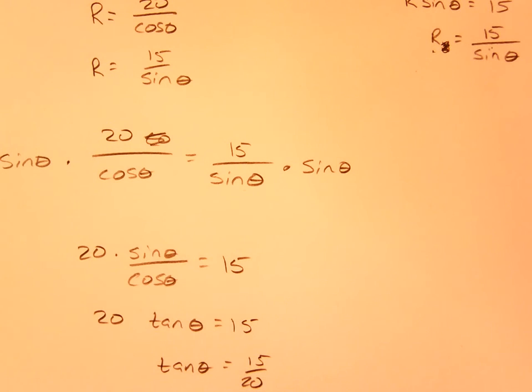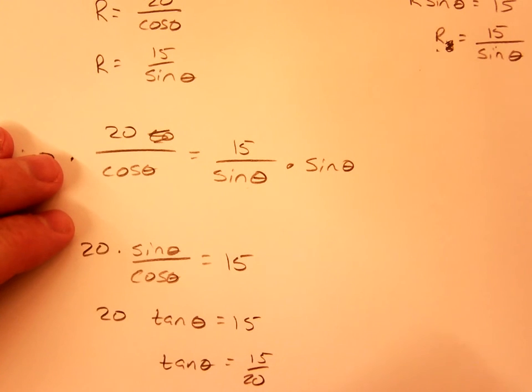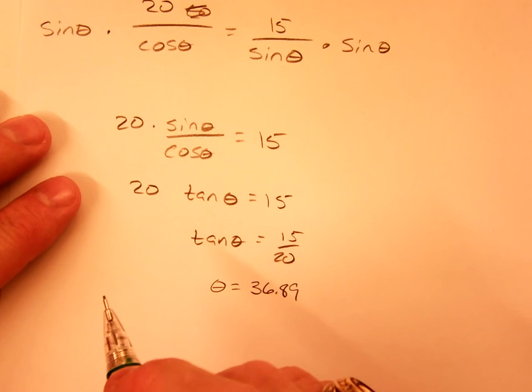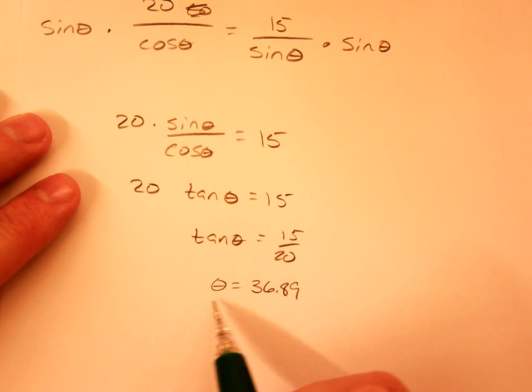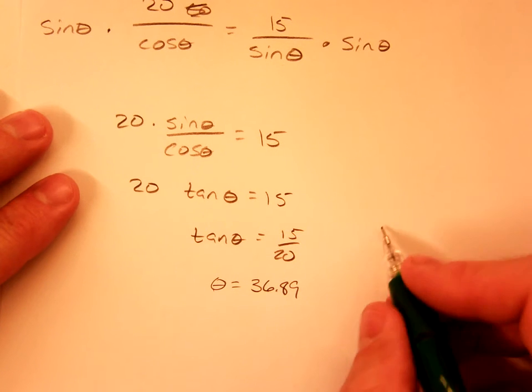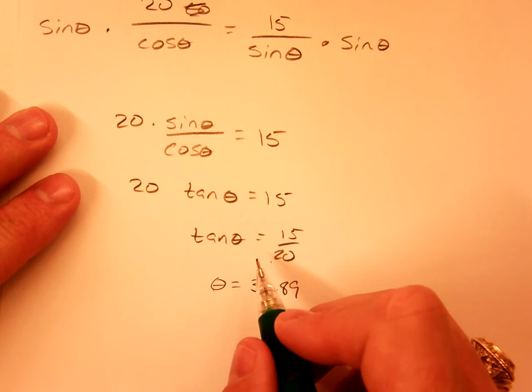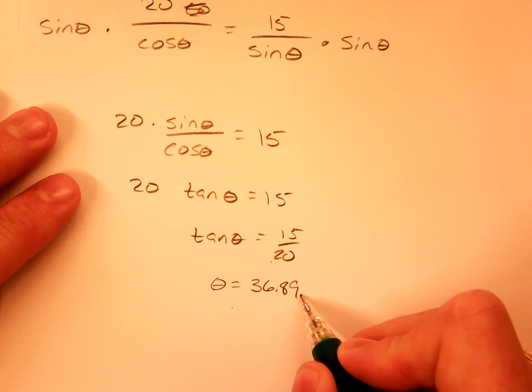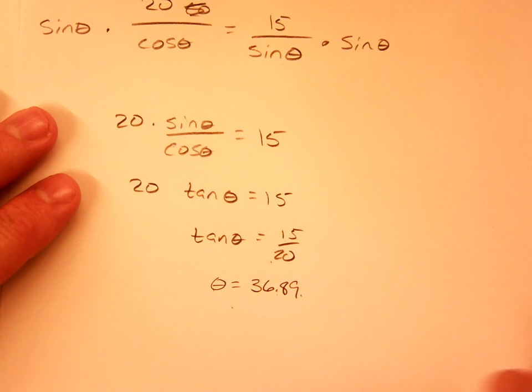And if I plug into my handy dandy calculator, inverse tangent of 15 divided by 20, I get 36.89. So theta is equal to 36.89. Do you guys remember how to get theta from that? Anybody remember how to get theta from that? Right. Inverse tangent, both sides. Okay? And you get 36.89. John keeps calling that arctan. That's another name for it.